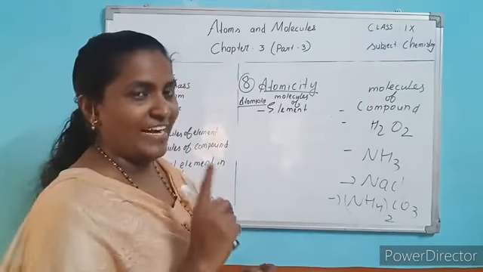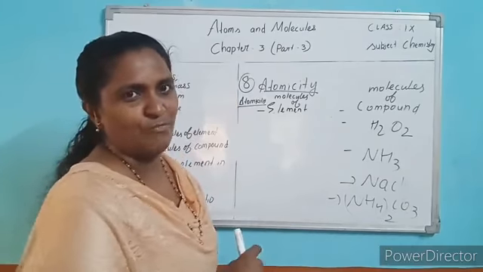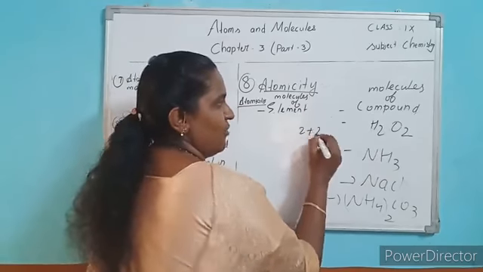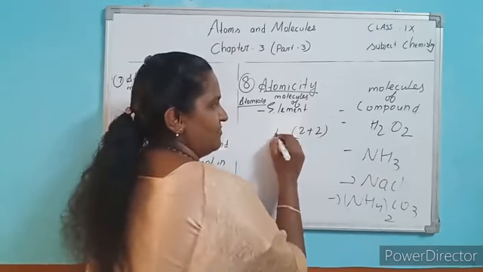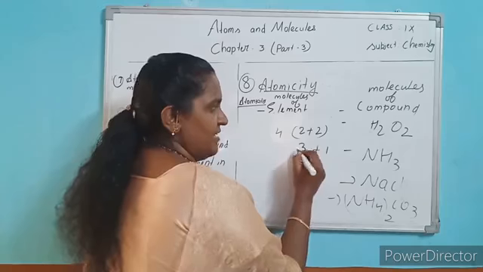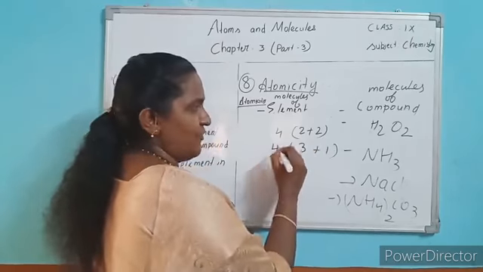Okay, now find out the atomicity of this compound. Molecules are compounds. Look at this, 2 hydrogen, 2 oxygen. So how many? 4. Look at this, 1 nitrogen and how many hydrogen? 3. So the atomicity of this compound is 4.